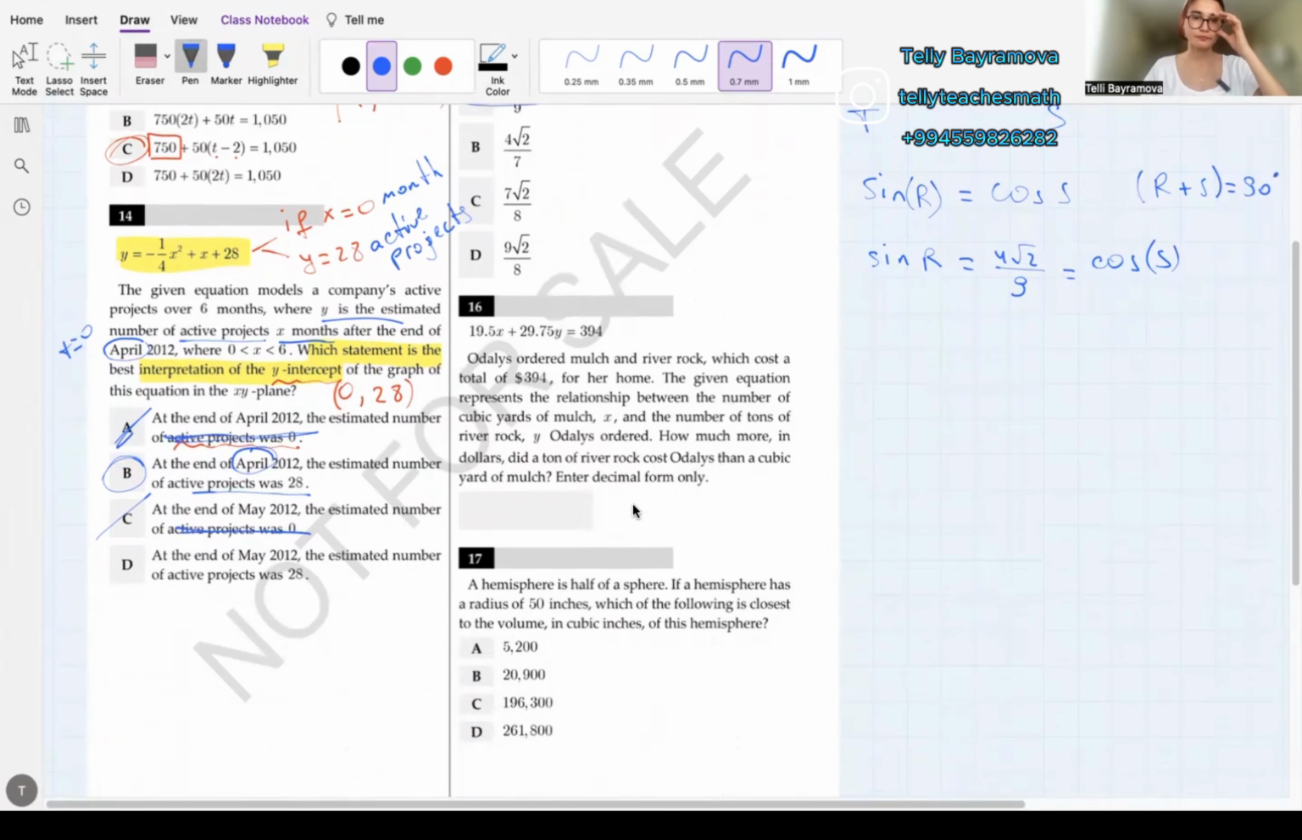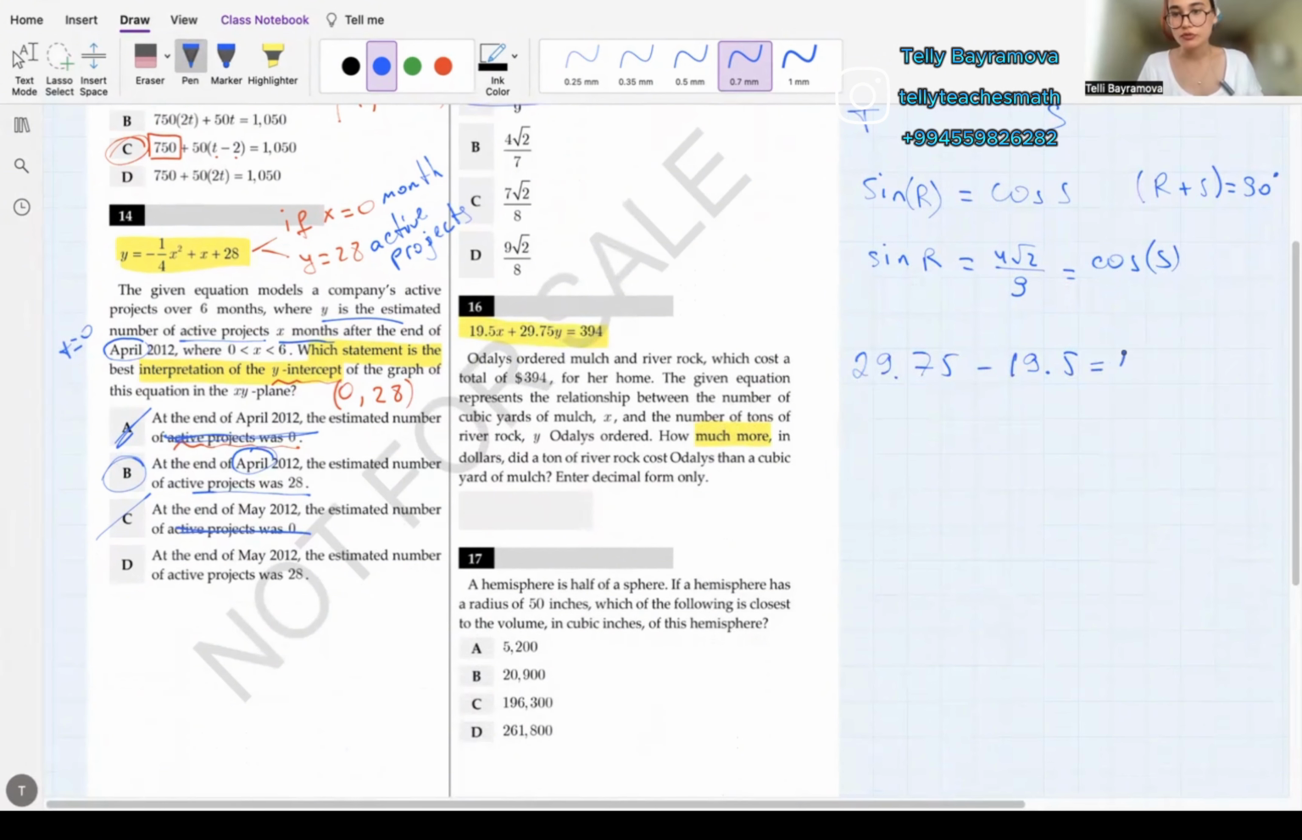So let's look here. For this kind of question, again, if you see the function, look at the last sentence. How much more? Look, 99% of the questions will ask you for the difference of the coefficients. 29.75 minus 19.5, okay?